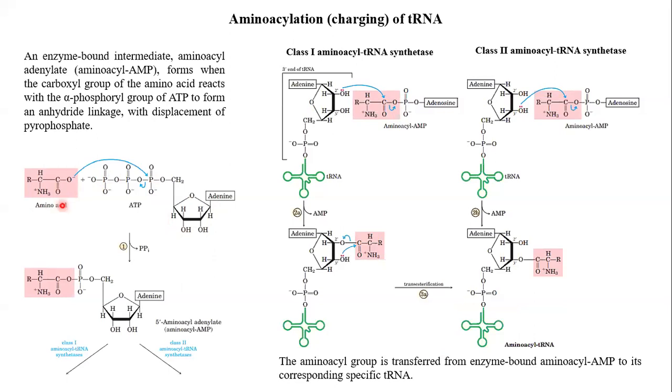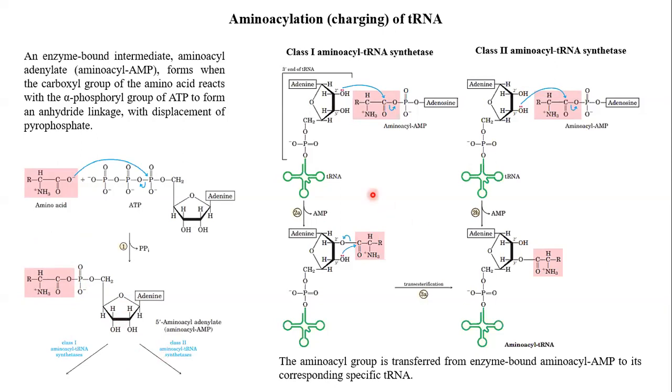So what happens? This carboxyl group attacks this phosphate and breaks the bond between this alpha phosphate and this beta phosphate, and this pyrophosphate is released and this amino acid gets attached to this phosphate. So like this, an anhydride bond forms here, and what is the product? Product is amino acyl AMP. So first the amino acid gets attached to AMP. Okay, this is the first step.